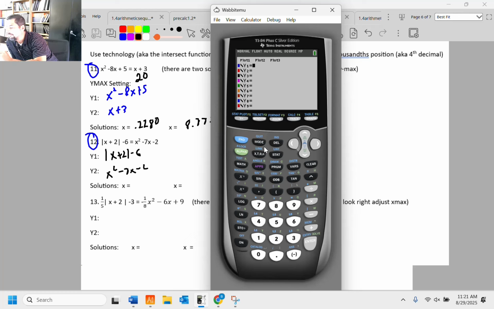You had to get math. Scroll to NUM, and it's the first one there, ABS. It's not anti-lock brakes. It's absolute value. Make sure you learn how to arrow out.